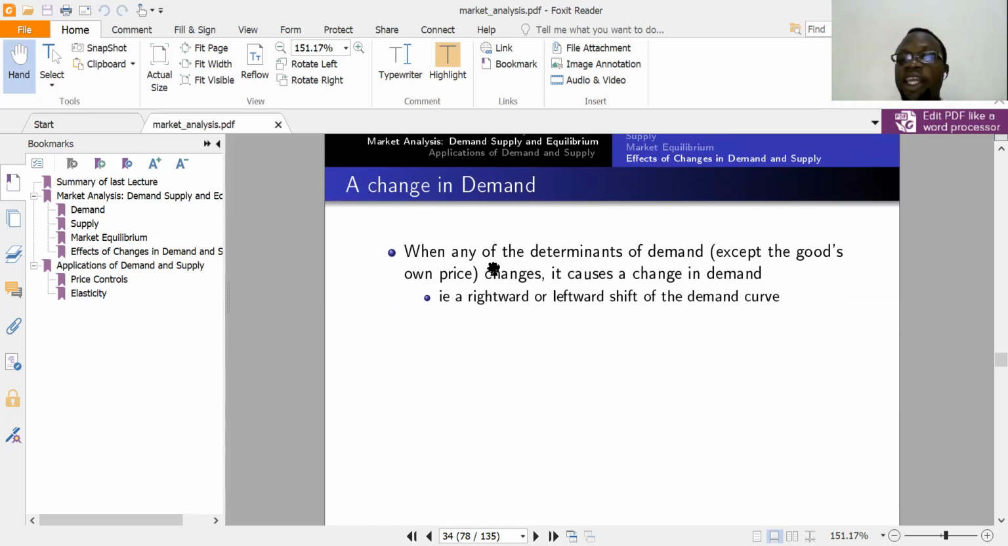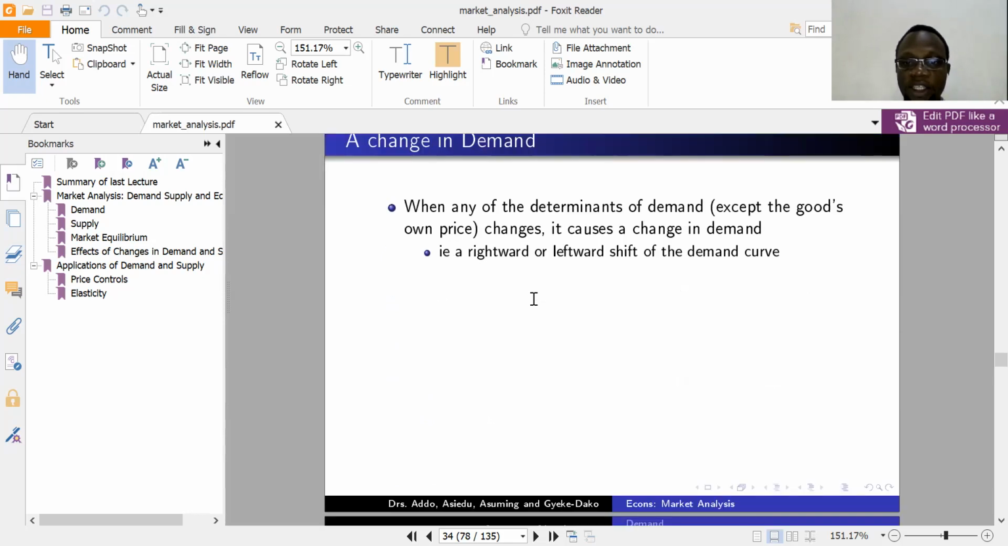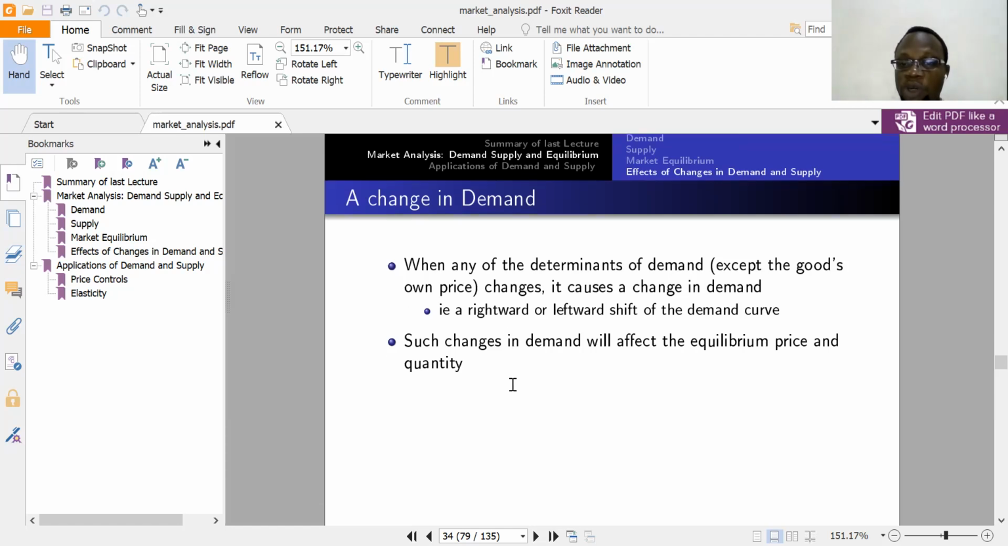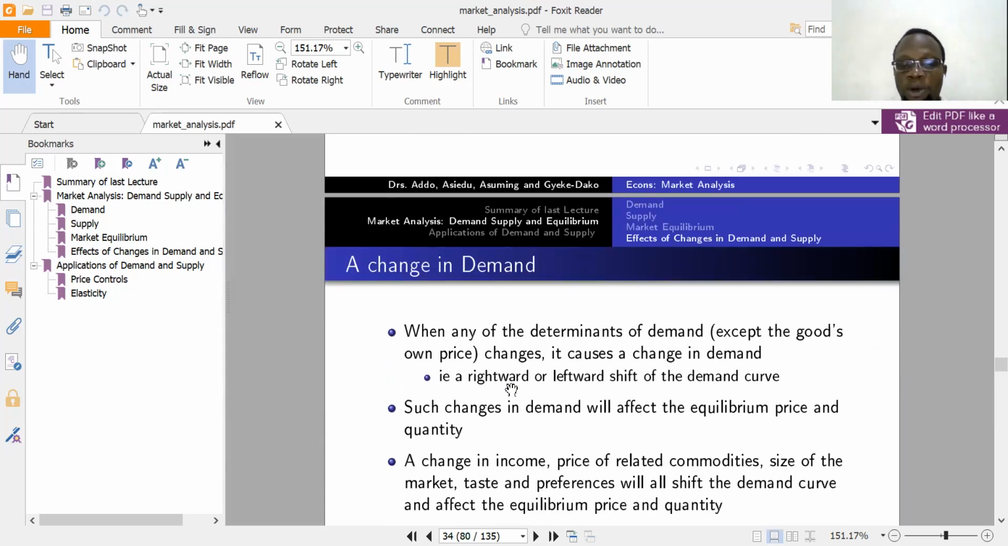So when any of the determinants of demand except the good's own price changes, it causes a change in demand. And we said this change can be a leftward shift or a rightward shift, okay, in the demand function. Such changes in demand will affect the equilibrium price. And last week, I showed you how the equilibrium price will change if there's an increase in supply or a decrease in demand or any form of combinations, okay? So such changes in demand will affect the equilibrium price and equilibrium quantity.